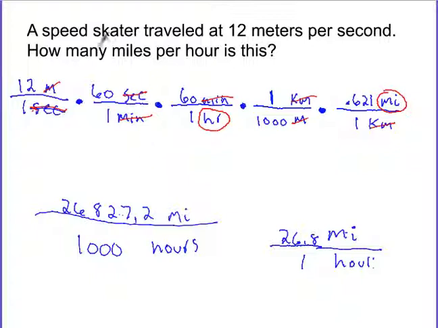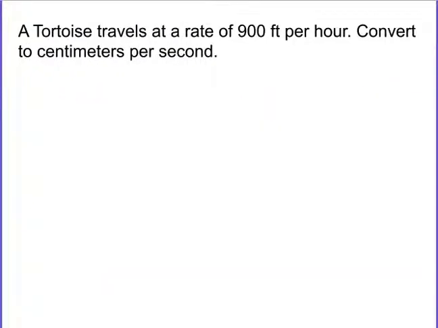So the speed skater traveling at 12 meters per second is the same thing as saying he's going at about 26.8 miles per hour. All right, did we change his speed at all? Is he going any faster or slower? No. No, we just relabeled it. That's all we did. Changed it from one unit of measure to a different. Okay, another example. A tortoise travels at a rate of 900 feet per hour.